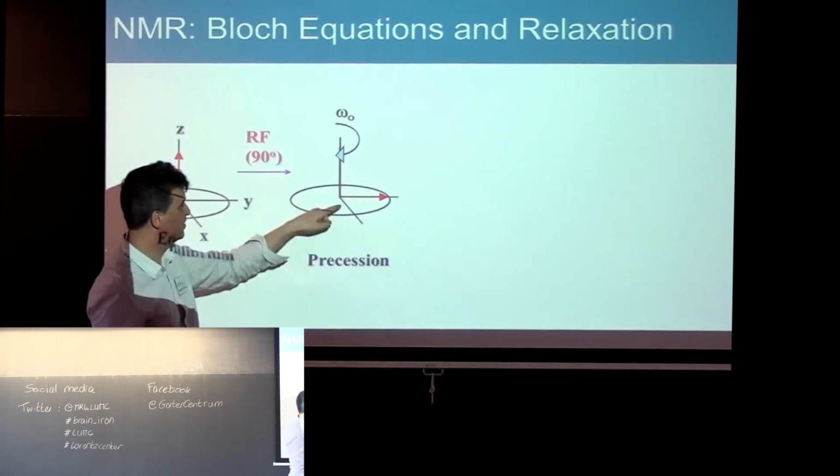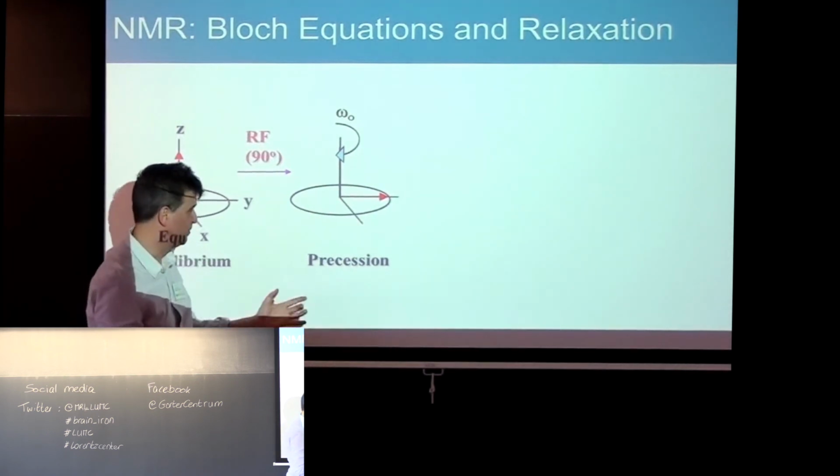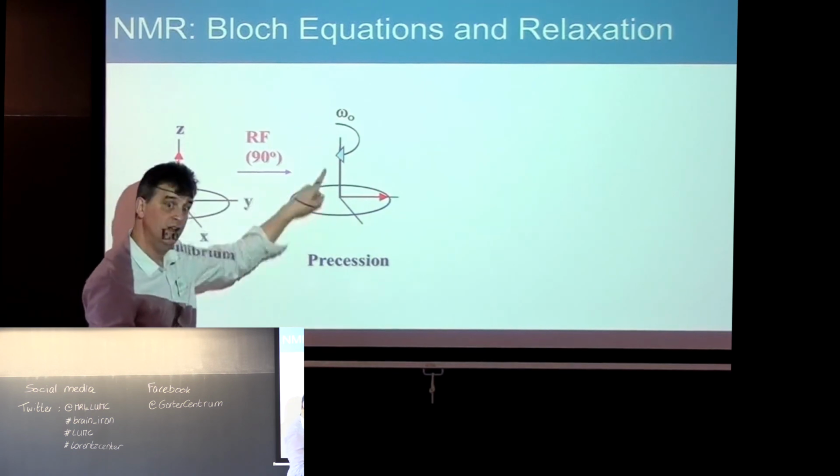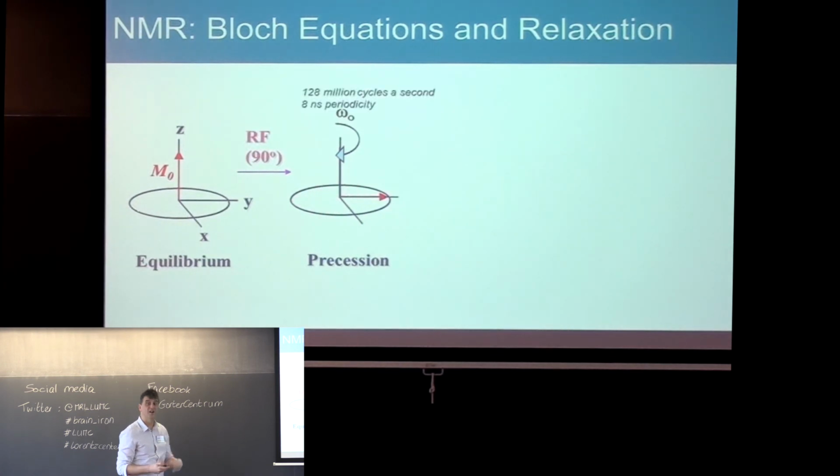You rotate the magnetisation with an RF pulse into what we call the transverse plane, so it's perpendicular to the applied field. And then it precesses around the direction of the field, and it goes round very rapidly. If we're working at 3 Tesla with protons, hydrogen nuclei, it's going round at 128 million cycles per second. So every 8 nanoseconds there's a rotation around.